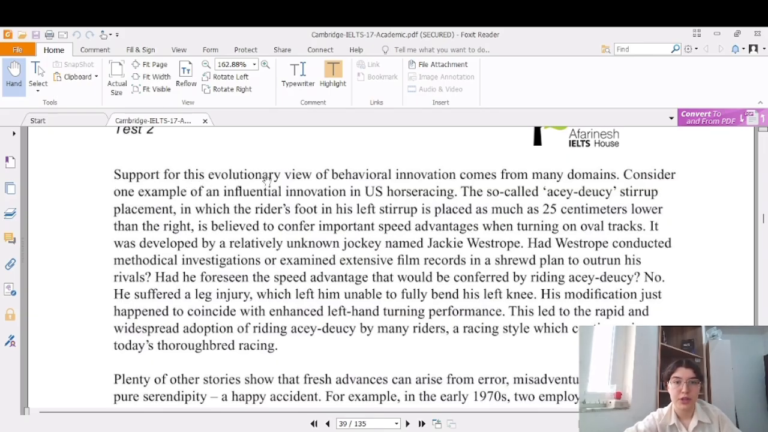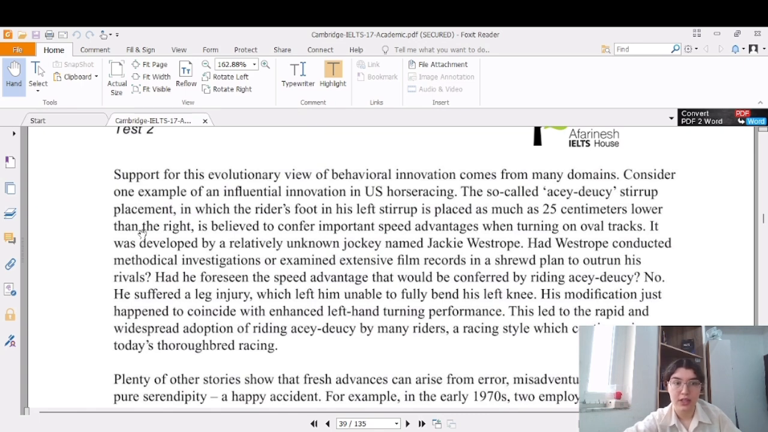Support for this evolutionary view of behavioral innovation comes from many domains. Consider one example of an influential innovation in US horse racing, the so-called aciducy stirrup placement, in which the rider's foot in his left stirrup is placed as much as 25 centimeters lower than the right, is believed to confer important speed advantages when turning on oval tracks. It was developed by a relatively unknown jockey named Jackie Westrop. So this person who developed this idea was unknown.